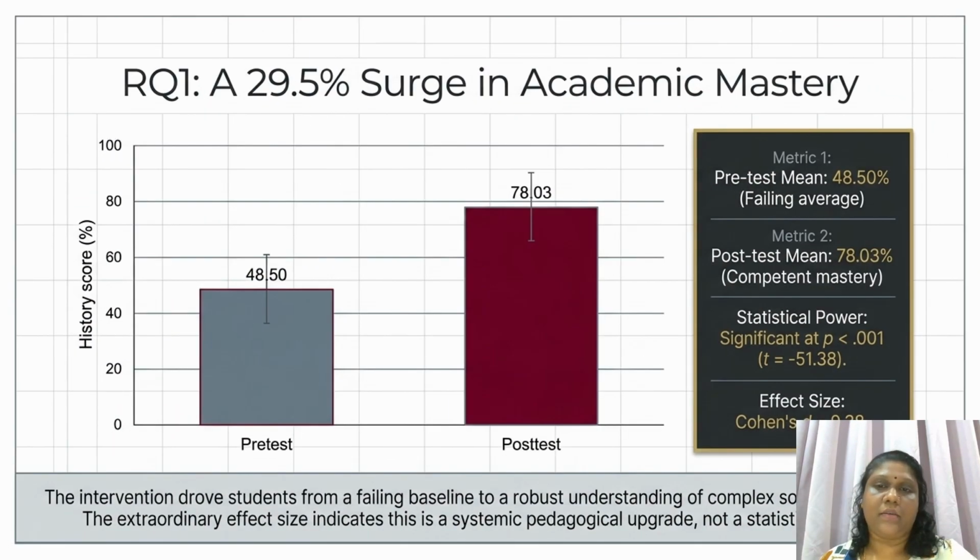Okay, here you can see the difference between the pre-test and post-test. The intervention draws students up from the baseline to boost understanding of complex content, and the effect size indicates a systematic pedagogical upgrade. Okay, now the statistics. The pre-test mean is 48.50%. The second one is 78.3%. So the statistical power is t 51.38.